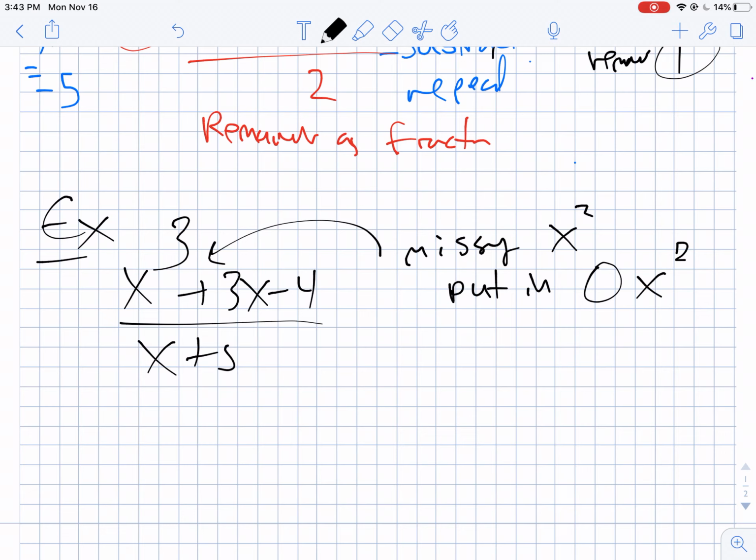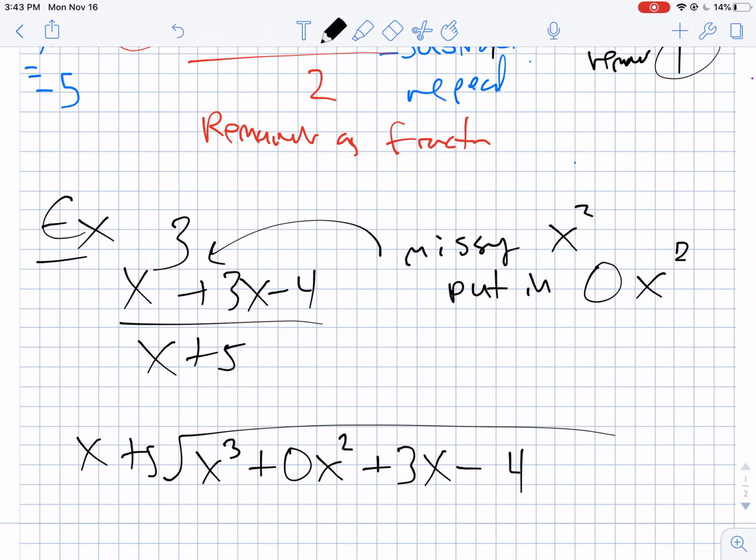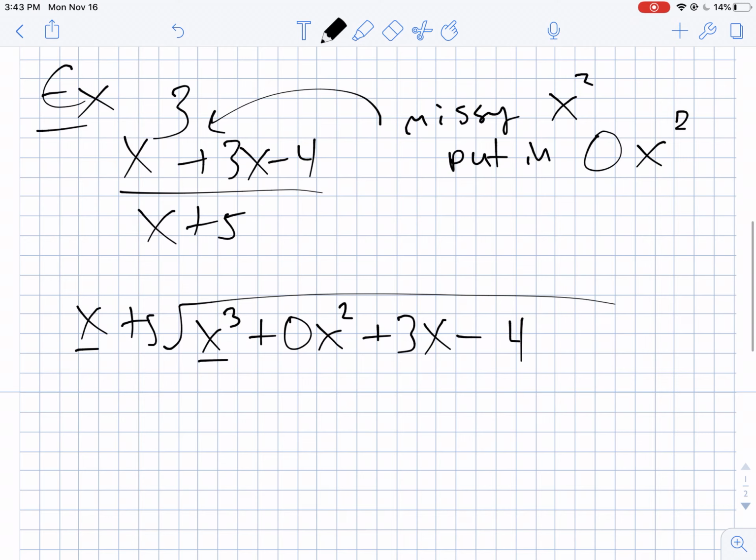So what I'm going to do on this problem is say, how many times does x plus 5 go into x cubed plus 0x squared plus 3x minus 4? Okay, so x into x cubed. I just do this calculation on the side. X cubed divided by x simplifies to be x squared, so I'll put an x squared on top. X squared multiplies down, so I'm going to have an x cubed plus 5x squared.